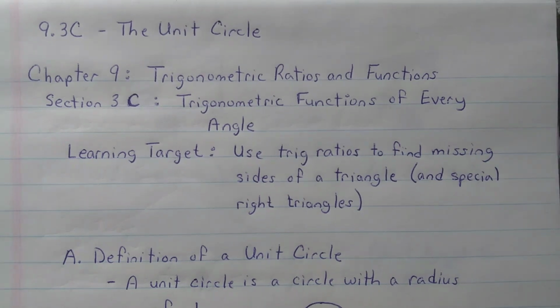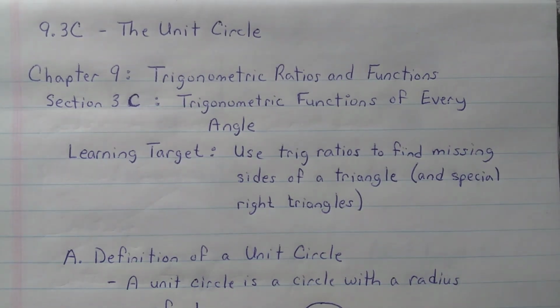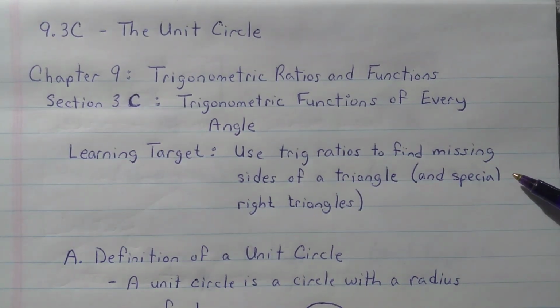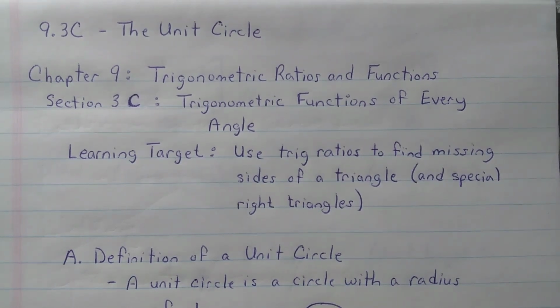Before we actually start working on these, let's take a moment to remind ourselves of a couple of things. First of all, our learning target today is to use trig ratios to find missing sides of a triangle and special right triangles. Now the unit circle isn't something you have to memorize. However, it is a memory trick to help you remember the most common trig values that we have.